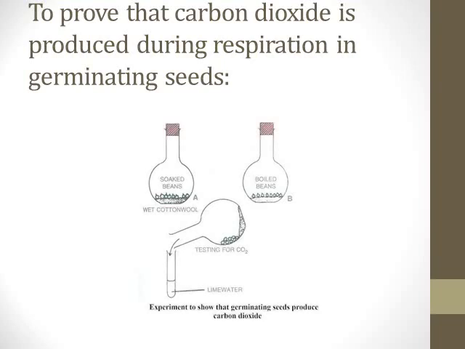The gas from flask A would turn the lime water milky, showing the presence of carbon dioxide, while the gas in flask B will show no effect because the seeds do not germinate there, so carbon dioxide is not produced in flask B. In flask A, the seeds are germinated, so the germinating seeds produce the carbon dioxide. When that gas is poured into the lime water, it turns milky, which proves that carbon dioxide is produced during respiration in germinating seeds.